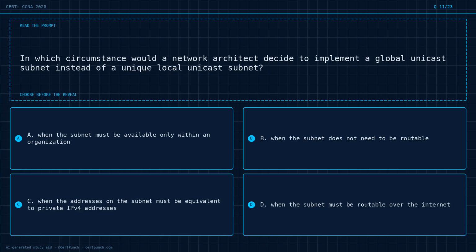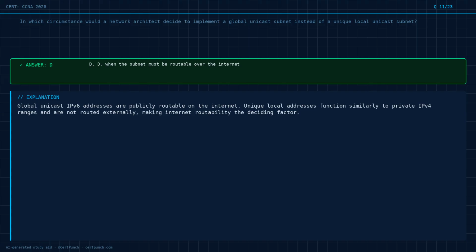Decide on the strongest option before the reveal. Stay with your gut. The answer is option D. Reasoning. Global unicast IPv6 addresses are publicly routable on the internet. Unique local addresses function similarly to private IPv4 ranges and are not routed externally, making internet routability the deciding factor.